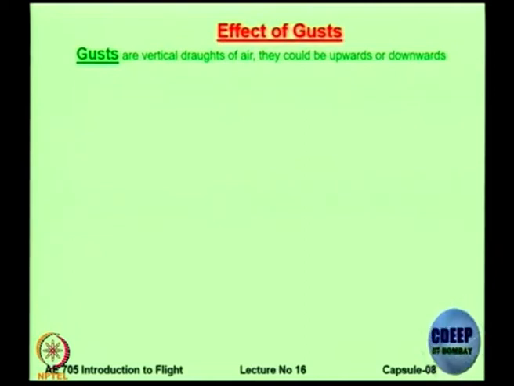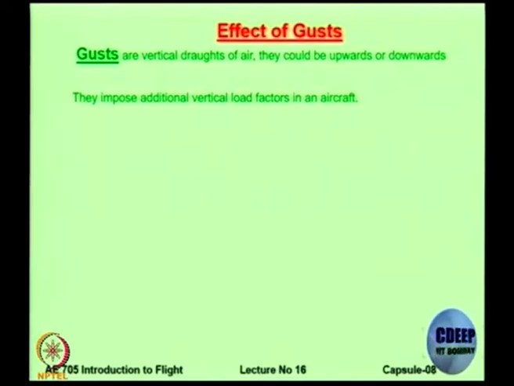So what will happen is the gust will impose some load factor, called the gust load factor, and that should not exceed the limit or take you out. Any gust, especially in the vertical direction, will impose vertical load factors, because there will be some delta L because of the gust. That delta L will give delta NZ.